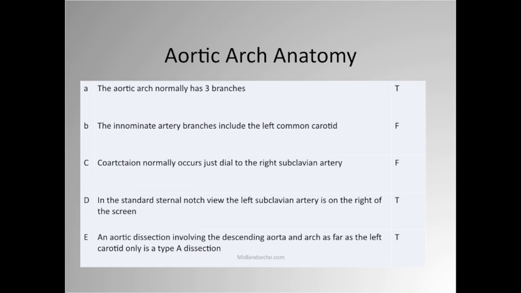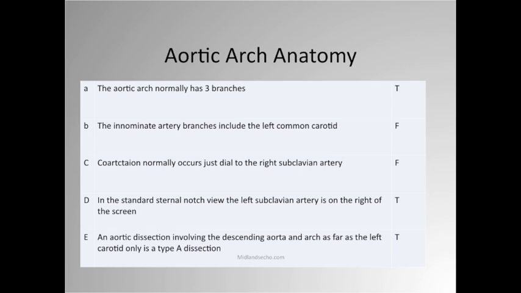Aortic arch anatomy, again, make sure you know this. There being 3 branches is true. The innominate artery branches include the left common carotid. No, the innominate artery is the first one as you come out of the heart. The first artery you bump into is the innominate artery, which then branches into the right common carotid and the right subclavian. Coarctation occurs just distal to the right subclavian artery. That's false. Just distal to the left subclavian artery.